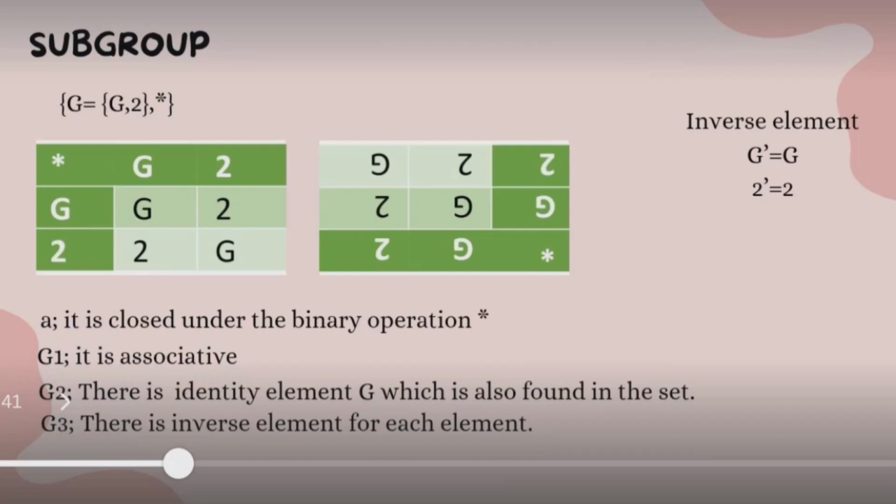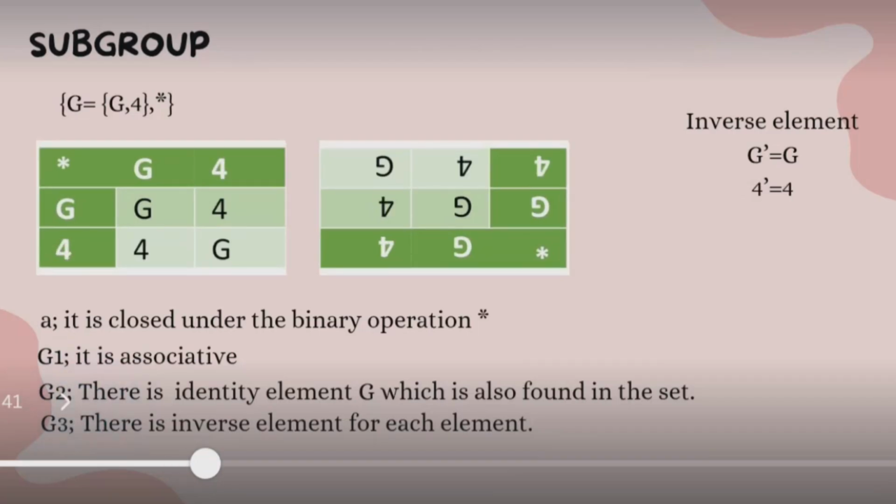Next is the set of G with an element of G and 2. So it is also closed because, as we can see on the table, all elements operated are still in the set, and of course it is associative. Next is the G4. Since we all know that it is closed under the binary operation star, it also has identity element G and inverse element, and of course, it is associative.